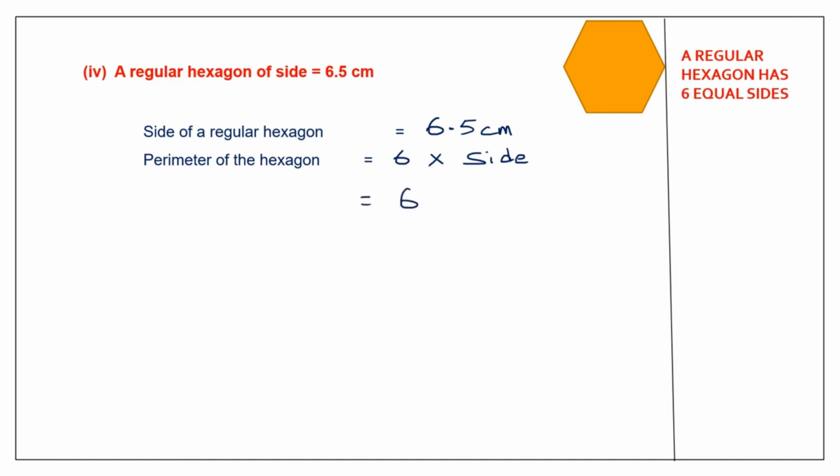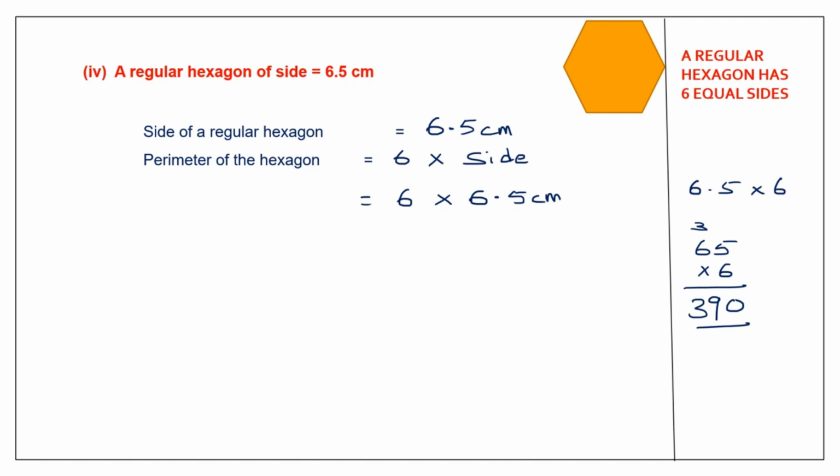So now 6 into 6.5. So let's multiply 6.5 into 6. Ignore the point, it becomes 65 into 6. 6 5s are 30, carry 3. 6 6s are 36, 37, 38, 39.